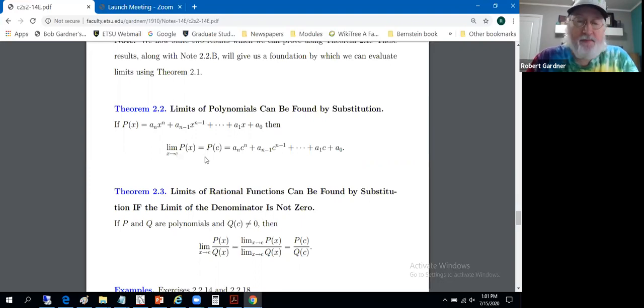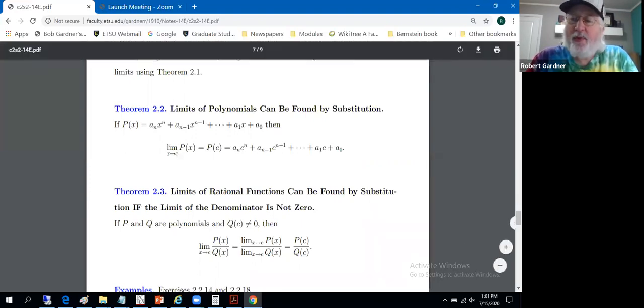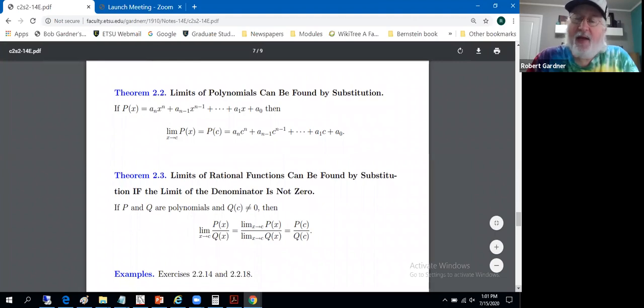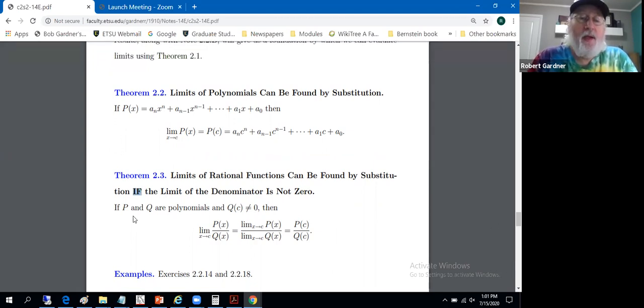Actually, in Theorem 2.3, so here we're getting some basic facts down about limits. It says limits of rational functions can be found by substitution if the limit of the denominator is not 0. So big if, of course, you can't divide by 0. In other words, if we have a rational function, rational functions are of the form p of x over q of x. Rational functions are ratios, and that's why rational starts with the first few letters of ratio. It's a ratio of polynomials.